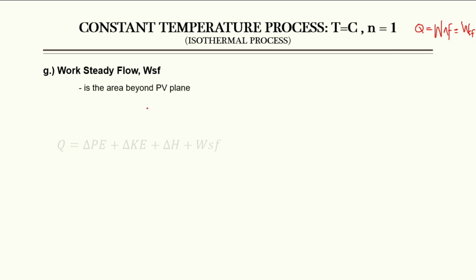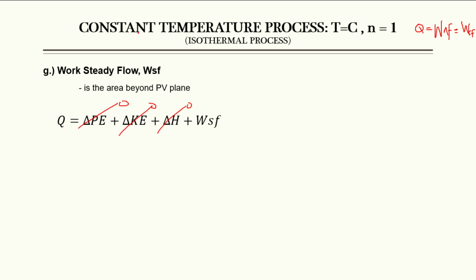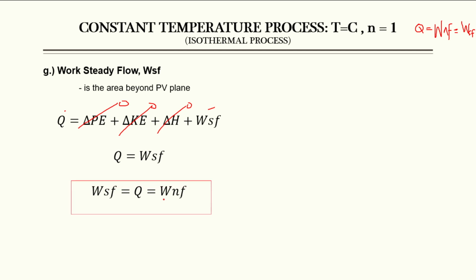It is the area beyond the PV plane. So, we have a general formula of heat is equal to delta PE plus delta KE plus delta H plus work steady flow. So, there are problems that neglect the potential energy and at the same time our kinetic energy, because their values are minimal. This means they hardly affect our process. That is why they are usually neglected in the problem. Since our delta H is equal to 0, because we have no change in temperature, therefore, our Q is equal to work steady flow. It is also equal to our work non-flow. Okay? So, that is how the formula of our work steady flow is derived.